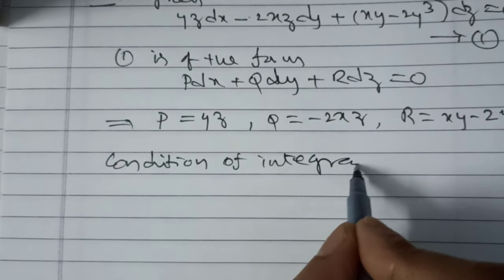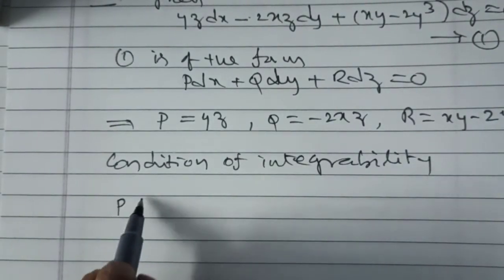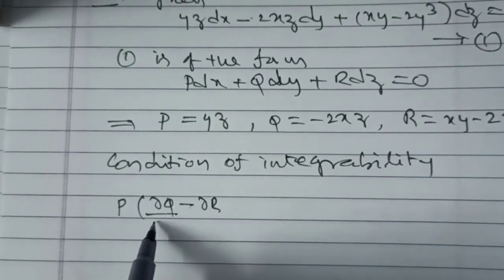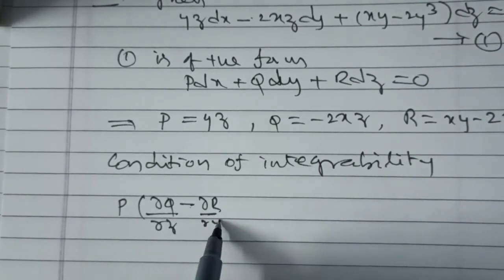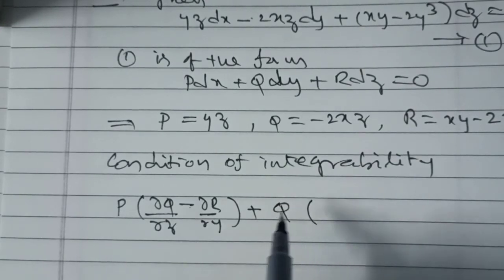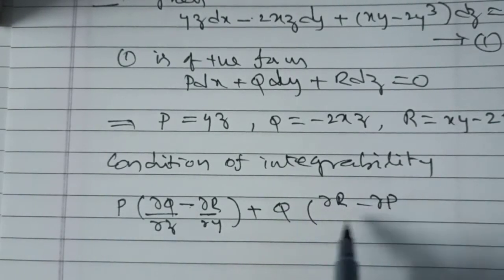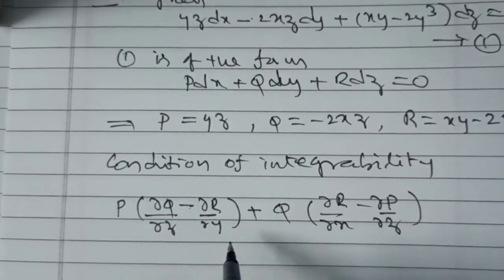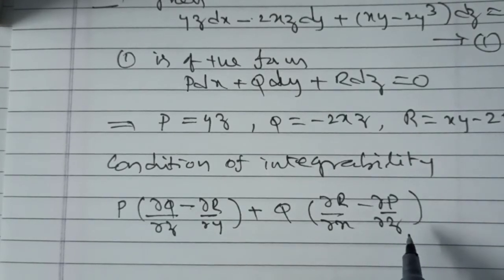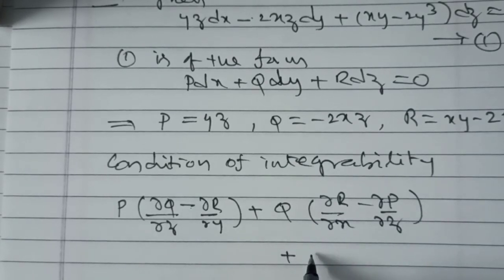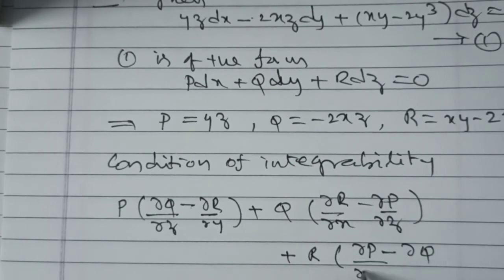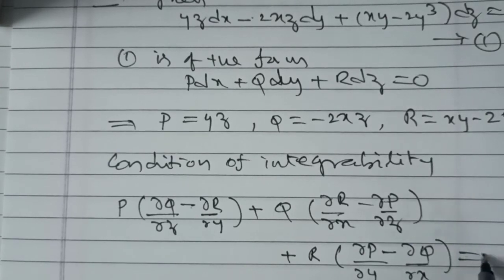Next, the condition of integrability: P into (∂Q/∂Z minus ∂R/∂Y), plus Q into (∂R/∂X minus ∂P/∂Z), plus R into (∂P/∂Y minus ∂Q/∂X), is equal to 0.